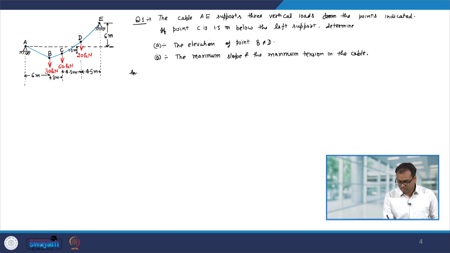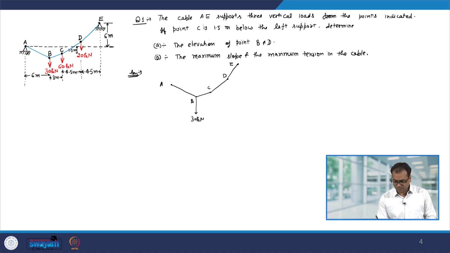So, first, to solve it, let us look at the free body diagram of the entire body. Okay. So, we have point A, point B, C, D and then point E, and at point B we have an external load of 30 kilonewton. At C you have 60 kilonewton, and at D we have a force of 20 kilonewton.